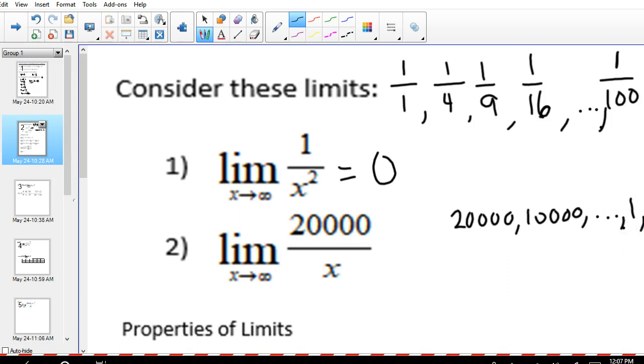After that, I might have 20,000 over 100,000, or 20,000 over a million, or 20,000 over a gazillion. What's going to happen to that value? What does it get closer and closer to? It gets closer and closer to 0 too.